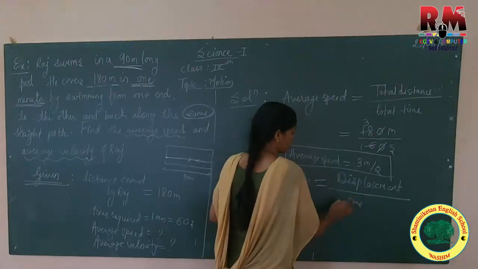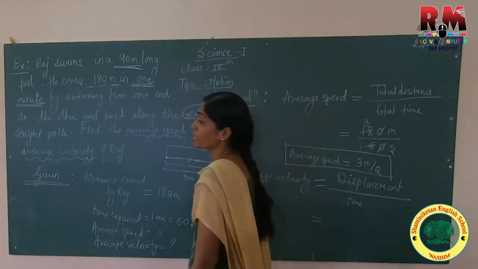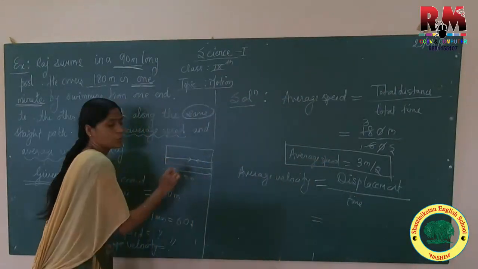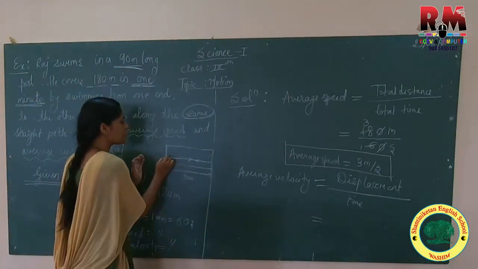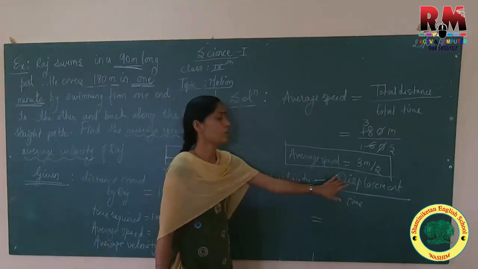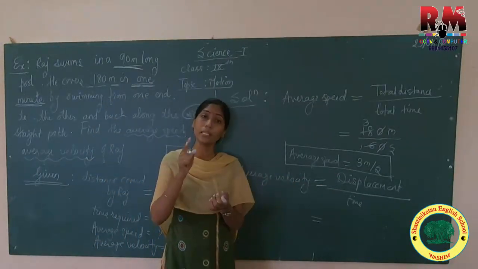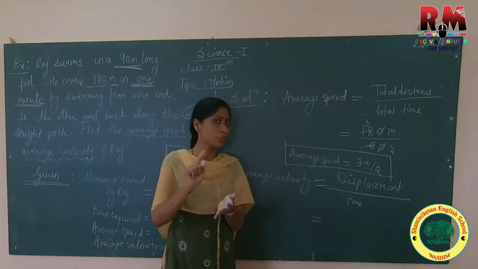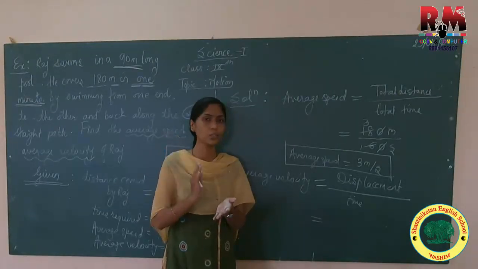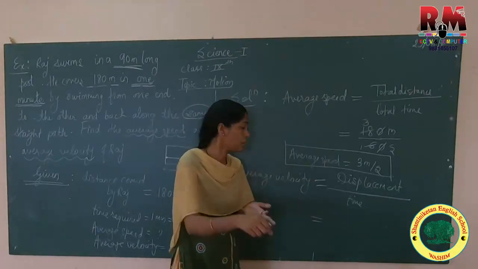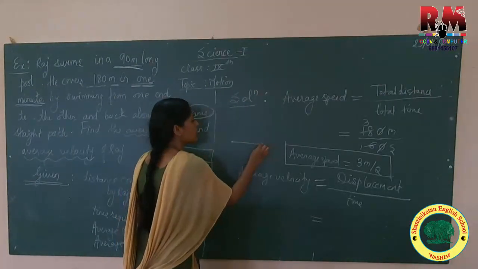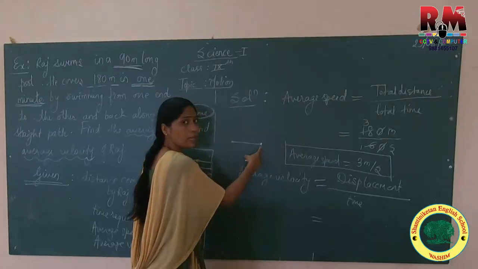Okay. So here let us check the displacement. Now this is very important to see. Displacement means what? Shortest distance between initial and final position. The word I am repeating: shortest distance between what? Initial and final position. This is the initial and this is the final position.